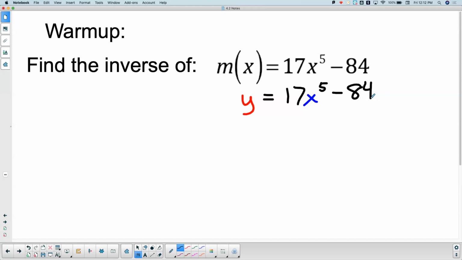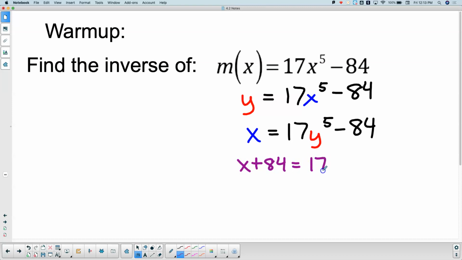Switch my x and my y. So I get x is equal to 17y to the 5th minus 84. Now what? Add 84 to both sides. x plus 84 equals 17y to the 5th power. Divided by 17.